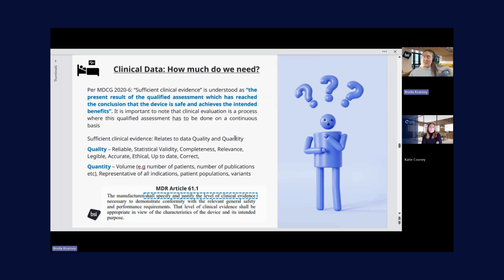There is some guidance in MDCG 2020-1 again on this that talks about sufficiency of clinical evidence for software as a medical device. It is worth having a look at that. There's a list of questions to ask yourself in order to determine, is it of sufficient quantity and is it of sufficient quality? So again, that's very useful to have a look at.